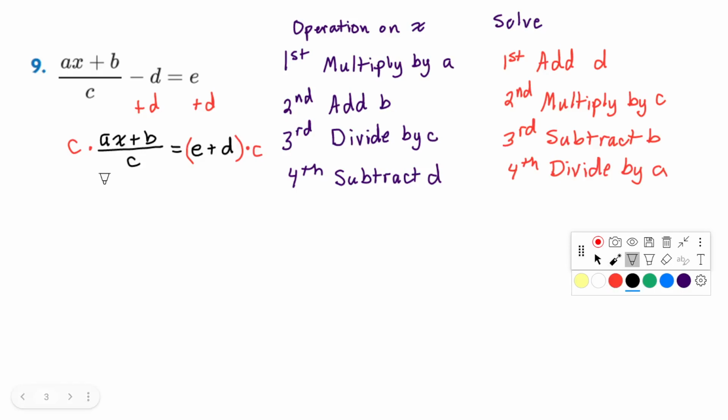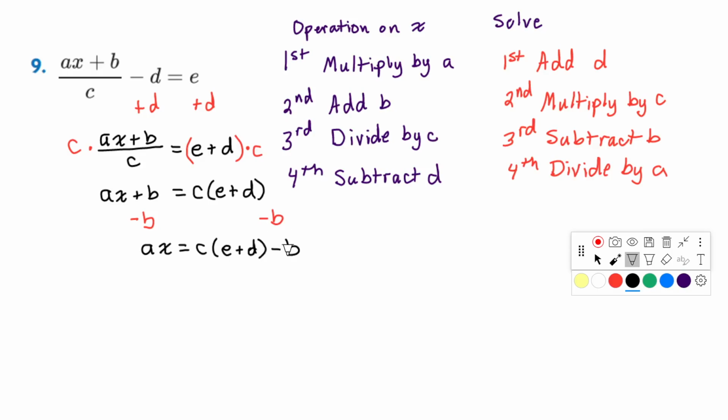So we have ax plus b equals, you could distribute the c, or you could just write it as c times e plus d. Either one is fine. Third step, we said we would subtract b. Keep in mind, we haven't had any terms that we can actually combine or simplify. That's why I just keep writing with parentheses, and I don't change any of my variables.